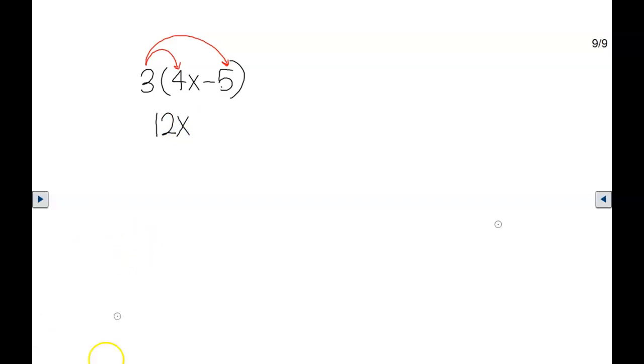Now the second part, be careful, because you're doing a positive 3 times a negative 5. So positive 3 times negative 5 is a negative 15. So we'll put minus 15.